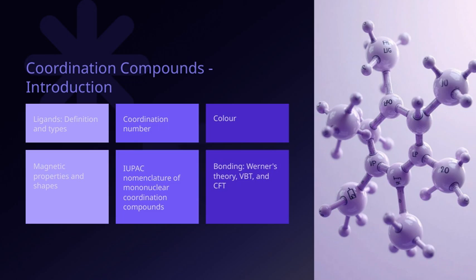Now, let's clarify what ligands are. These are molecules or ions that donate electron pairs to the metal. Ligands are diverse, and understanding their types helps us predict the structure and reactivity of the complex. Finally, this slide introduces the broader topic of coordination compounds, setting the stage for a more detailed exploration of their properties, structures, and applications as we progress through the presentation.